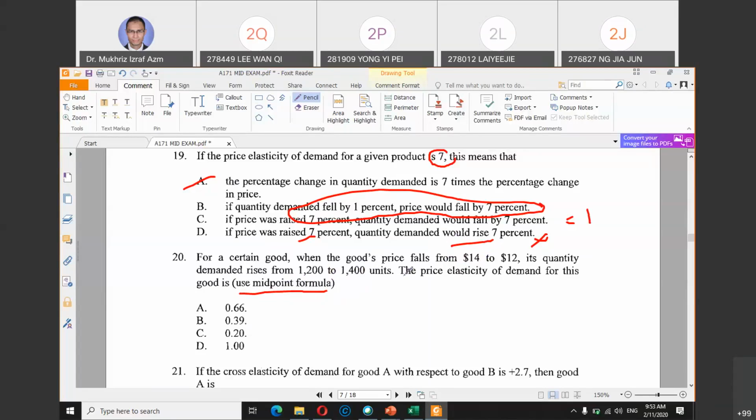Quantity change 200 divided by the average of 200 and 600, which is 1,300... So if everyone got D, I will assume D is the correct answer. I don't have the answer for this, but if you calculate it yourself using the average formula that we did previously: 1200 minus 400, you get 200. So 200 divided by the average between these two, which I assume will be 1300. Then divide the difference in price, which is $2, by the average between the two prices, which is again 13. I think you should get one, because both are the same value.